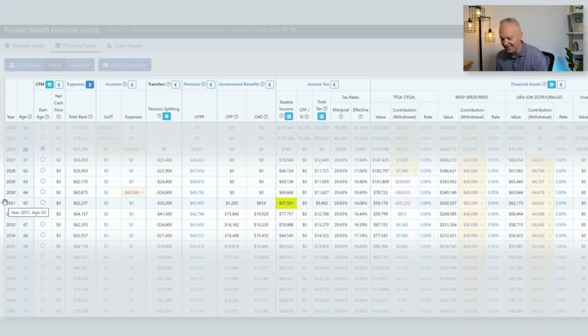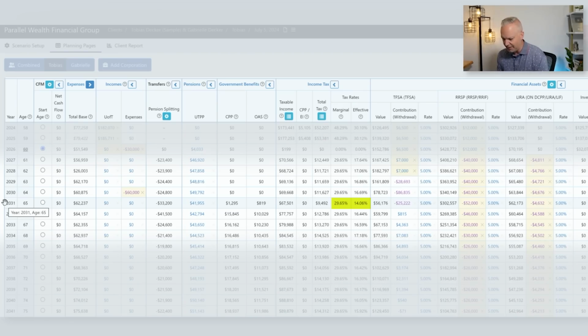Taxable income, $67,501, and I'll show you how we get there in a second. Total tax payable is $9,492, a marginal tax rate of just under 30%, and an effective or average tax rate of about 14%. So quite a low average tax rate.